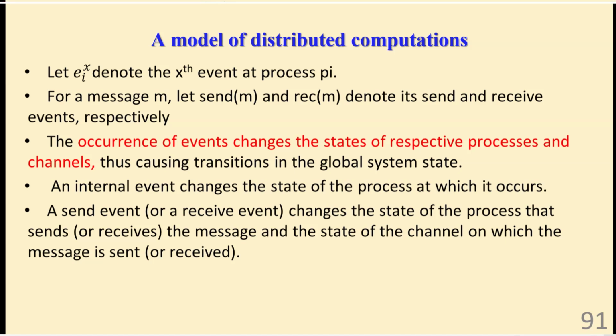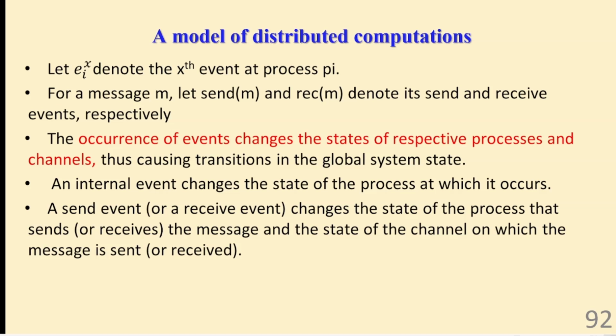But before that, just focus on the slide. Here we have a process Pi and there is an event called X. So what is E? E is the event of process Pi. Why do we write E_i^x? Here i is the process number and x is the xth event, the number of the event. And if we are sending a message called M, we'll write send(M), and when it's received, it will be denoted as receive(M). That's just the denotation. I just want you to know that.